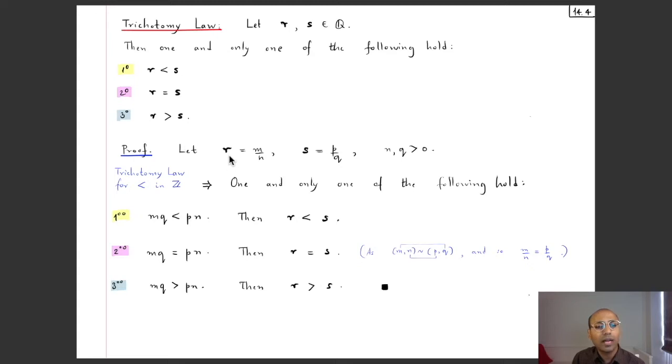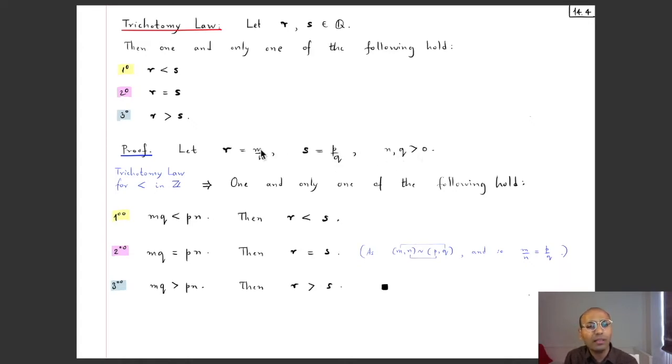So suppose the rational number r is equal to m by n, so it's an equivalence class containing the ordered pair (m, n), where m and n are integers, and n we assume is strictly positive. And similarly s is an equivalence class containing the ordered pair (p, q), where p and q are integers and q is strictly positive.